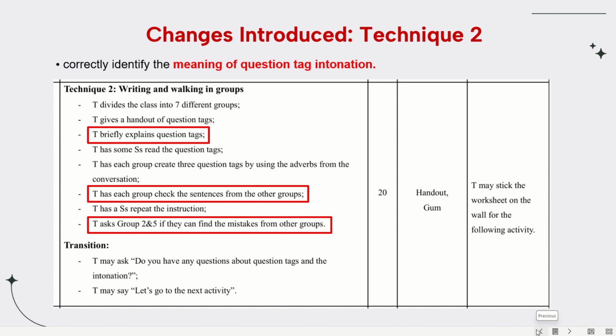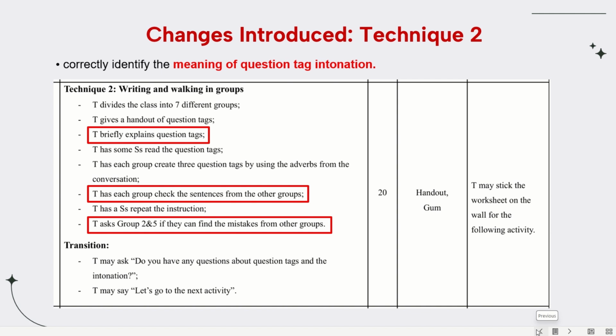And in this technique, students have to write and work in group. So at first, the teacher divides the class into 7 different groups, gives a handout of question tag, and briefly explains question tag to the whole class. So this is the first change that I would like to introduce because I think students are more like passive learners. They just receive the information directly from the teachers. So I don't think the students can completely understand the meaning of question tag intonation. So they may not understand what is the meaning when the sound goes up and what is the meaning when the sound goes down.